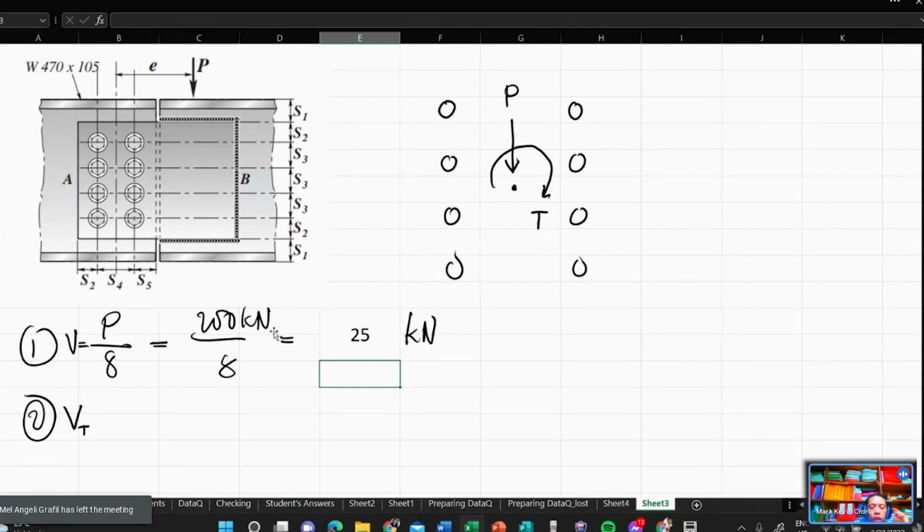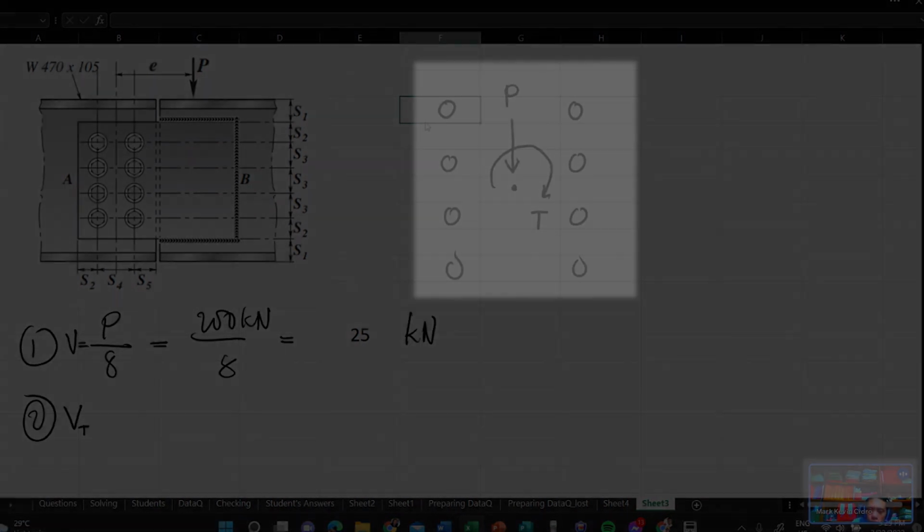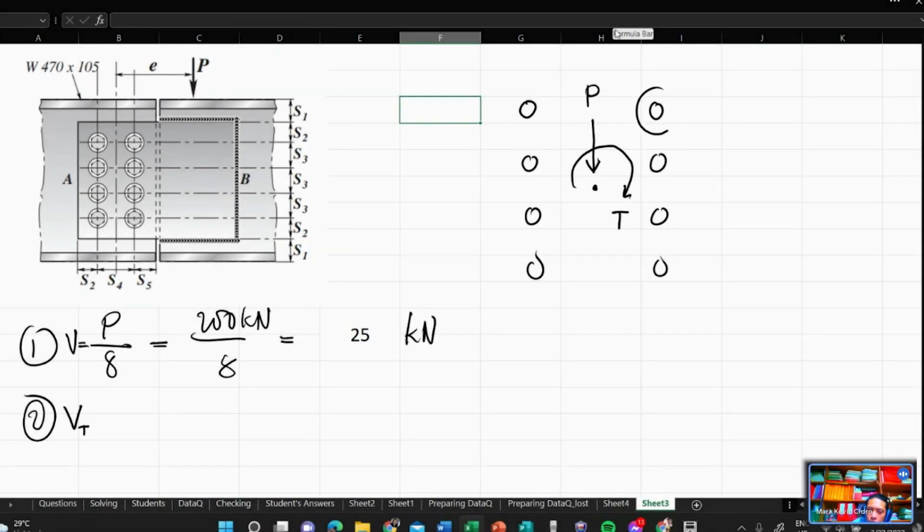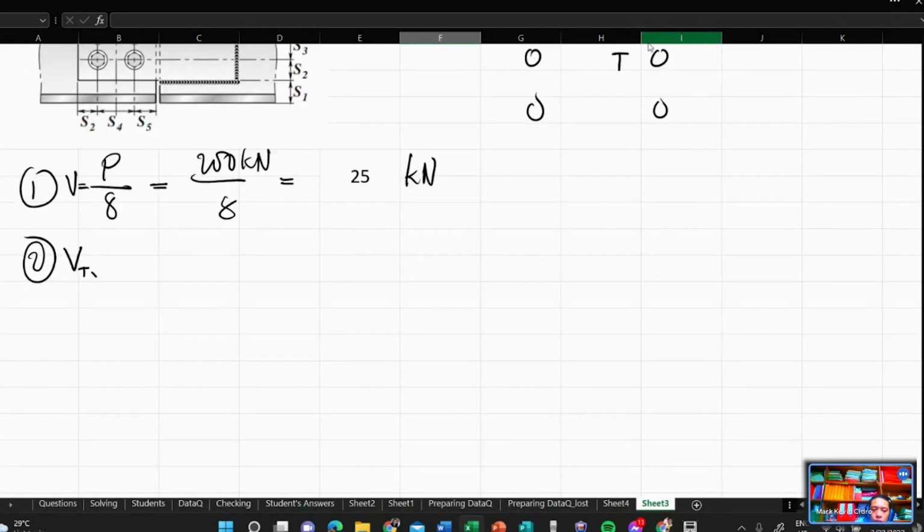VT, okay, your torsional load has two components. The most critical are this one and this one. Now, due to the force P, there is a reaction, which we denote as V. Then, due to the torque, there are X and Y components. We will get the X and Y components first, then later we will get the actual force due to the torque. So let's get VTX.